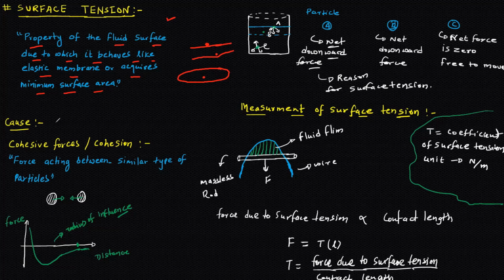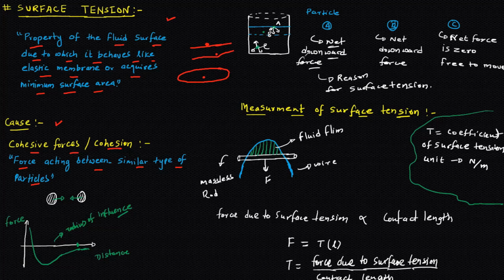Now what is the cause behind it? The cause is the cohesive forces, or cohesion. Now what is the cohesive force? Cohesive force is the force acting between two similar types of particles. Like here, if a particle of fluid, let's say water, an H2O particle, is over here and another H2O molecule is over here, the force of attraction acting between them is known as cohesive force. Due to this, surface tension comes.